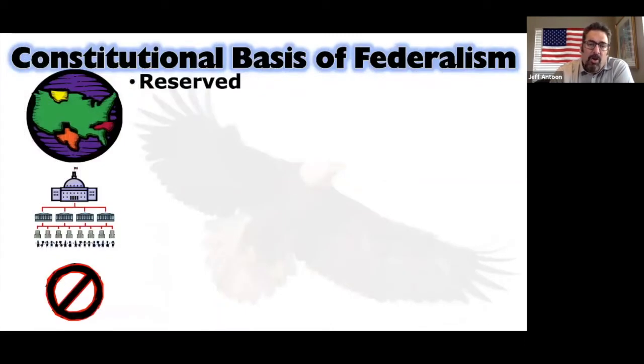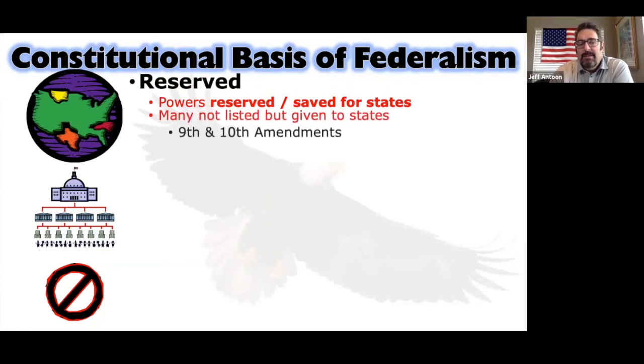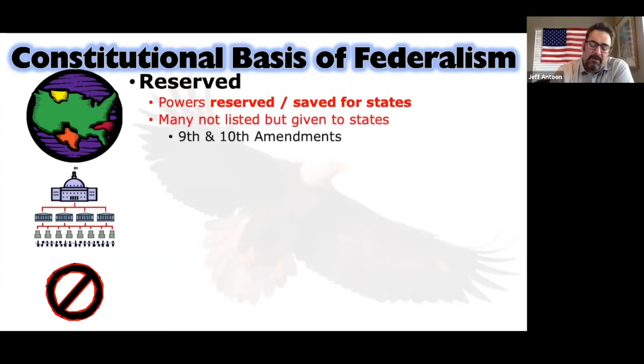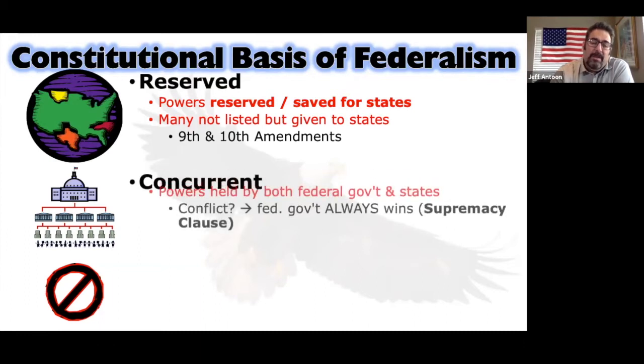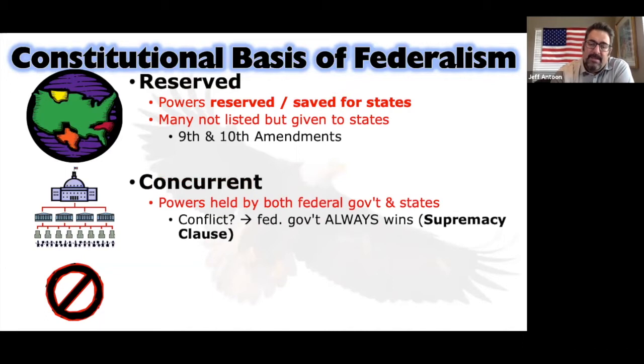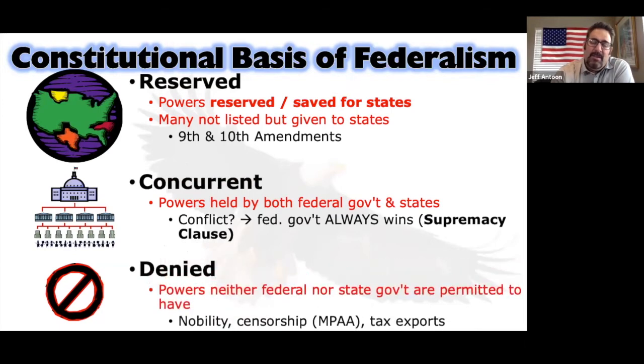All right, moving on. What are powers that are called reserved? Well, those are given to the states. If it's not enumerated in the Constitution, they're reserved to the states. So the 9th and 10th Amendment would give, the 9th is the People's Amendment and the 10th is the States Amendment, okay? Concurrent means that they carry them at the same time. So powers held by both federal and states. But always remember, the federal government wins out because of the Supremacy Clause.